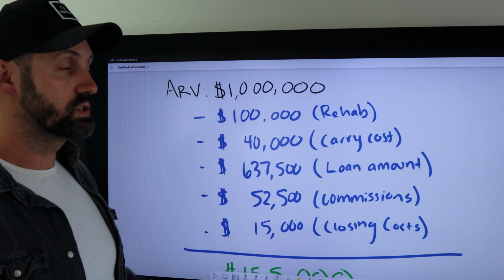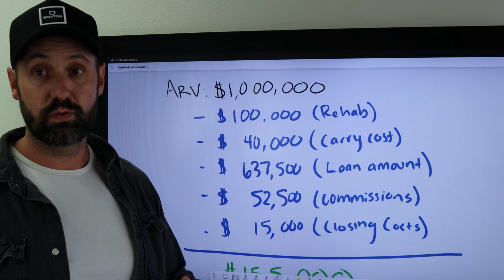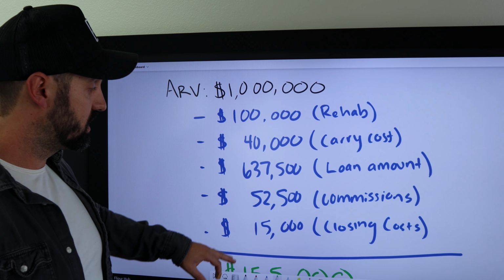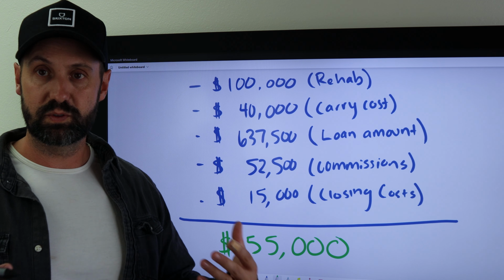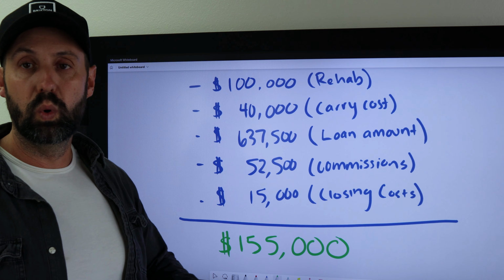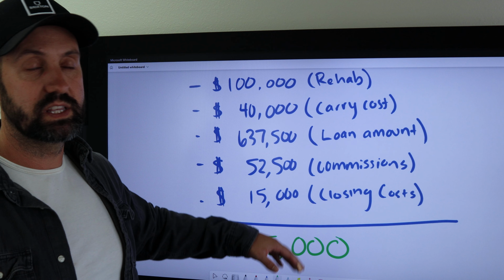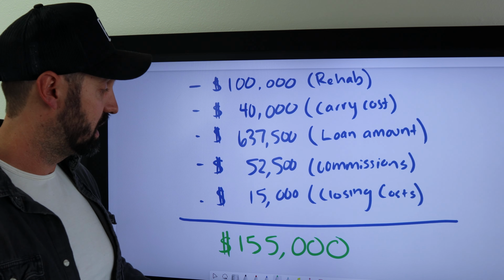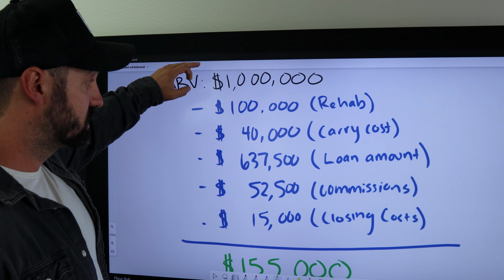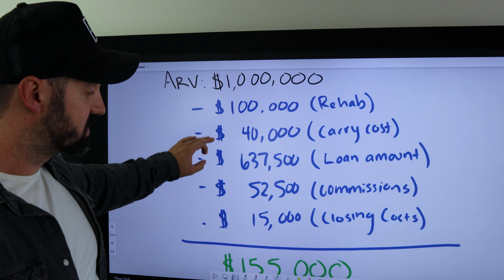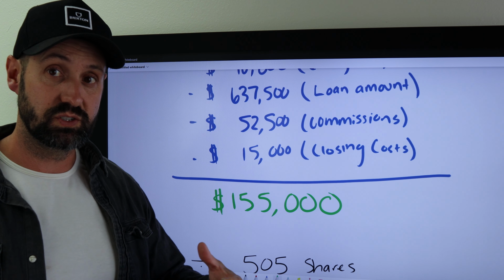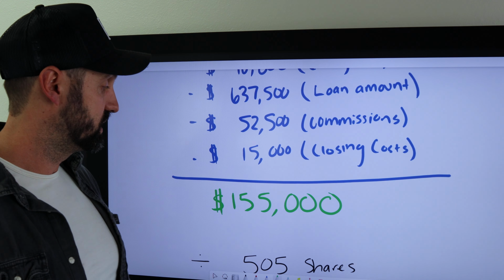Then on the back end, we also have the commissions. So that's for our listing agent and buyer's agent to sell the property on the market. And then we have closing costs. Of course, we have to pay escrow, title fees, transfer fees, things like that. That's another 1.5% plus or minus, which equates to about $15,000 on this example. So our total net profit after taking our ARV, subtracting all of our expenses, is approximately $155,000. Mind you, this is in about 90 to 120 days.